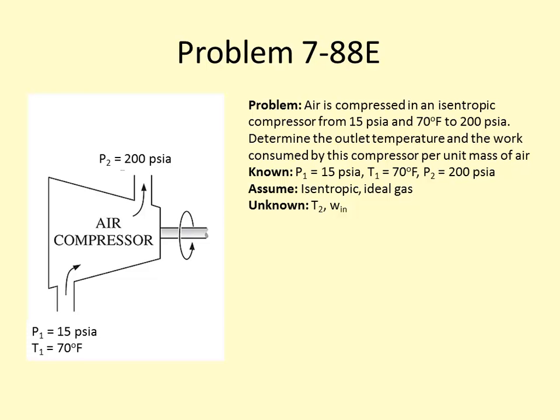So if we look up C sub P, it's 0.245 BTUs per pound mass Rankine. T2 is 1095 Rankine, and T1 was 530. So we find 138 BTUs per pound mass. So that's how much work we have to put into the system if it was an isentropic compressor.